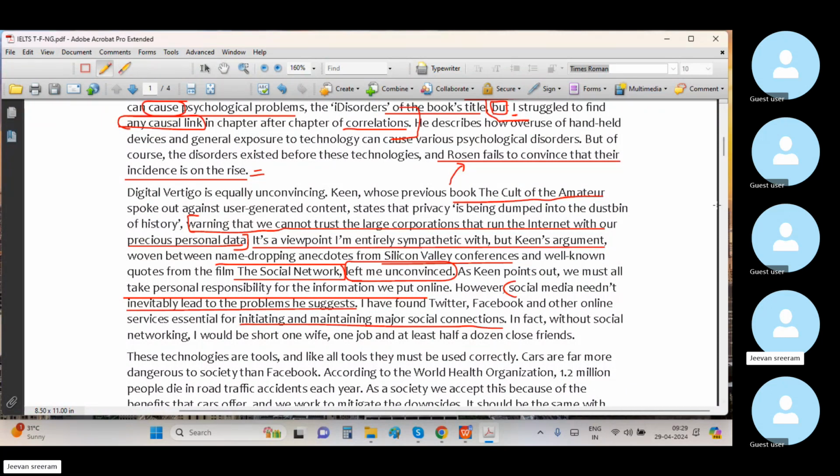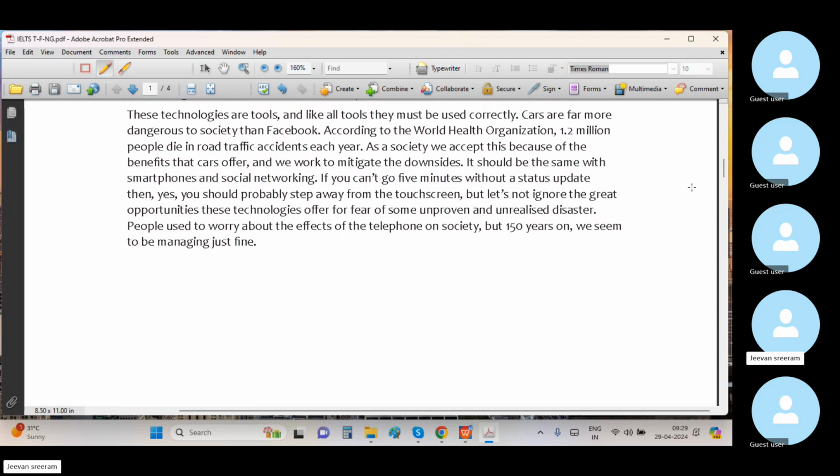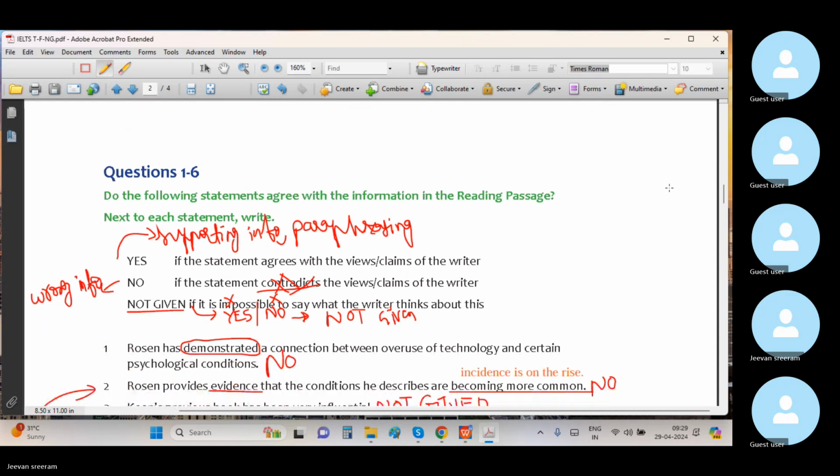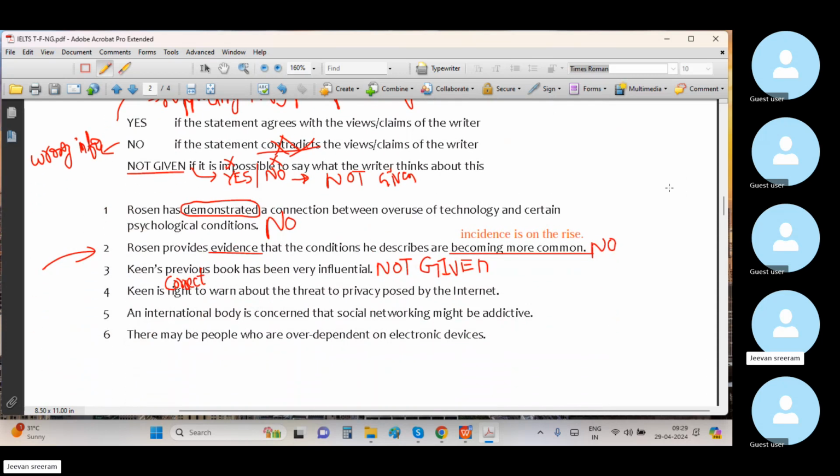Okay. Has the author felt that what Keen said was correct? Is the author agreeing with Keen's argument? No, sir. Of course not. So obviously, the author has not felt Keen is correct. It must be tagged with no.